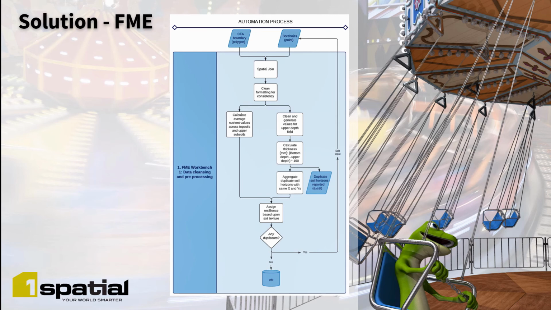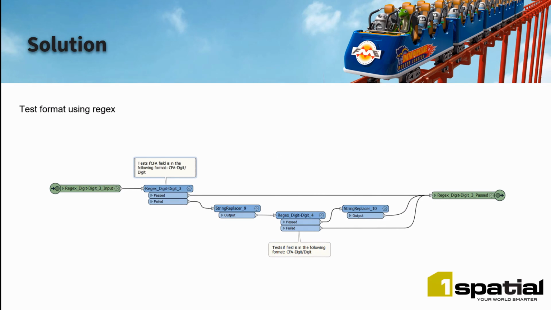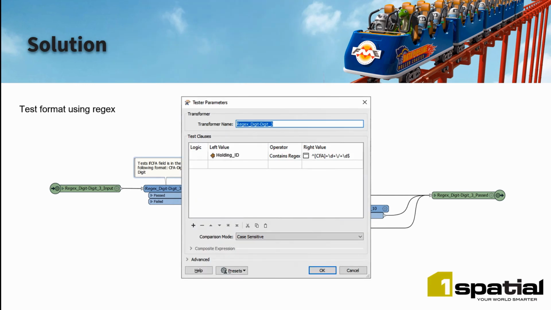Firstly, with the aim of creating a consistent dataset, we had to implement preliminary validation. As data enters the workbench, a custom transformer, made up of testers and string replacers, assesses the holding ID against a simple regex expression. This ensures that the ID follows a consistent format.